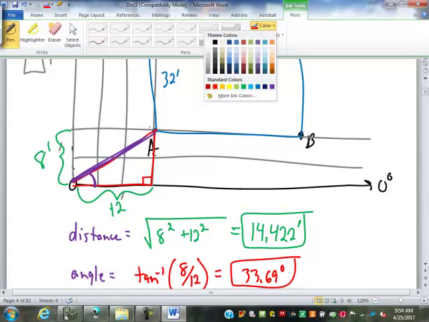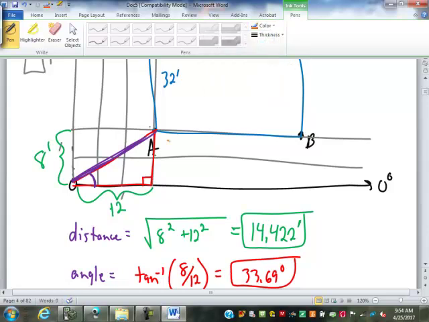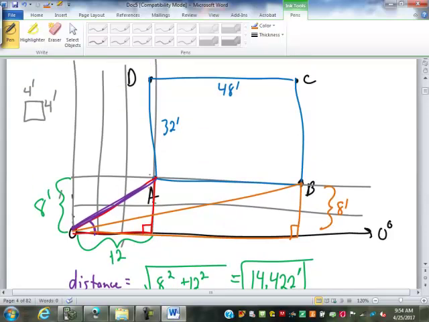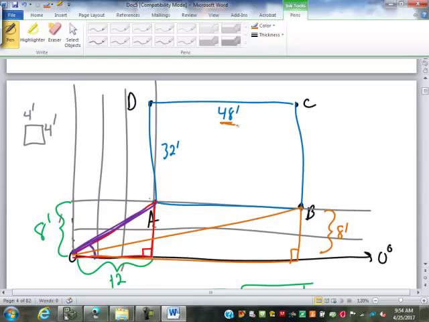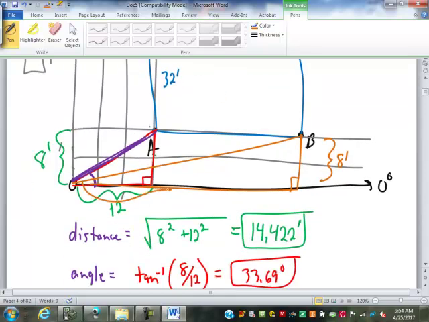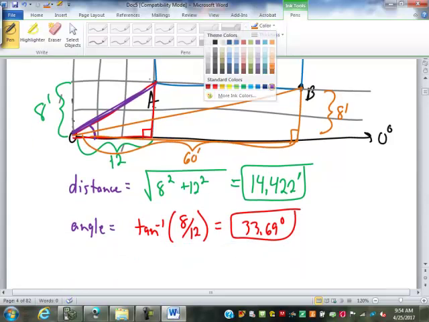So let's walk through point B then. On your quiz, you'd have to count the boxes. Here, we know the vertical is still how much? 8. The horizontal is 12 plus 48, so the horizontal is now 60. So this was point A here.